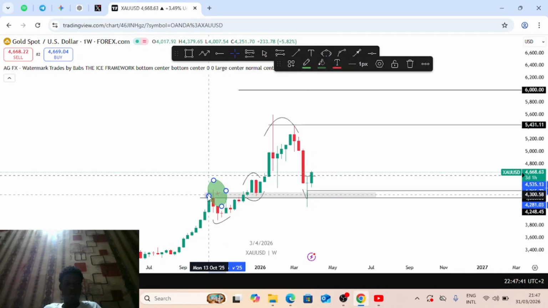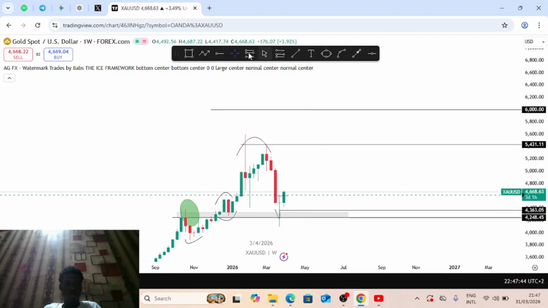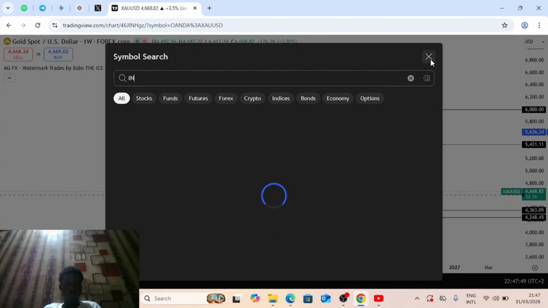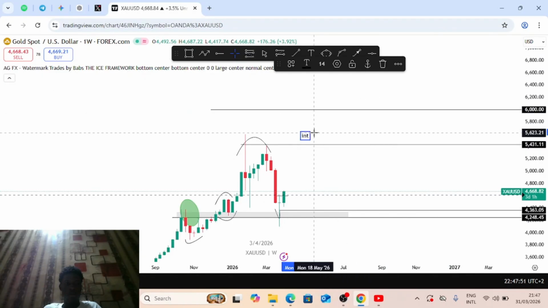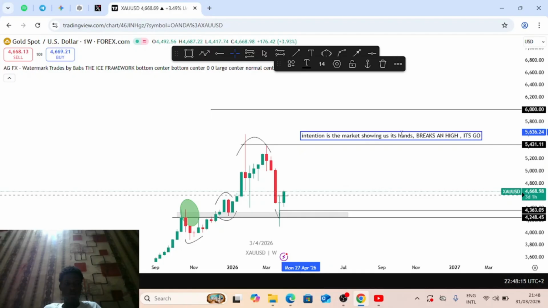So we said an intention, an intention is the market showing us his hand. And how does that happen? When the market breaks an eye, it's an intention that it is going up. Why?